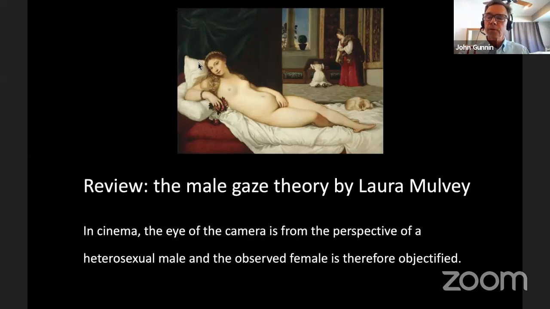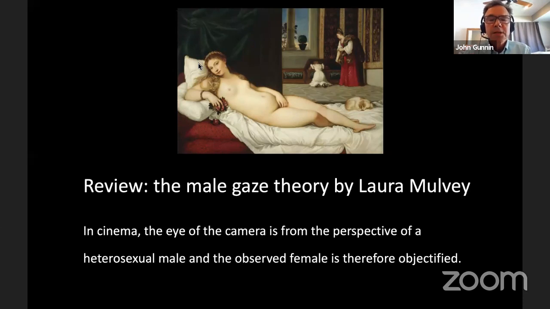Laura Mulvey was a very important film critic, and she came up with this idea, if I can really try and simplify it, that in films and movies, the eye of the camera is from the perspective of a heterosexual male, and the observed female is therefore objectified. So you could see this has changed a bit today, because there are so many more female directors in film, and filmmaking and cinema has become so much more diverse.